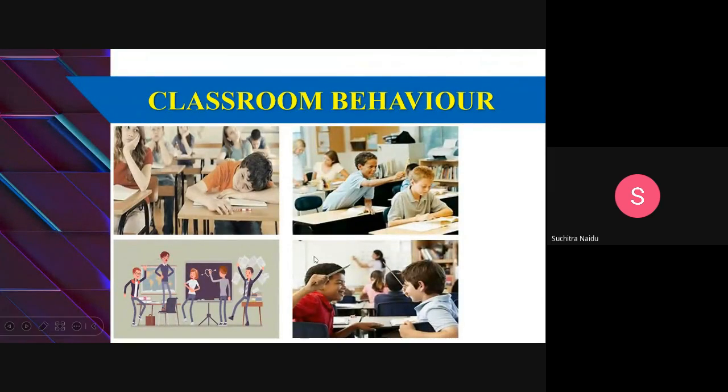You can see in these pictures, I've shared four pictures wherein the students are distracted. In each slide you can see one student sleeping, one pulling someone's hair, two students fighting with each other, some dancing. So this is how students behave in the class. So how do we control it?